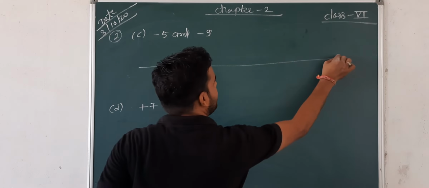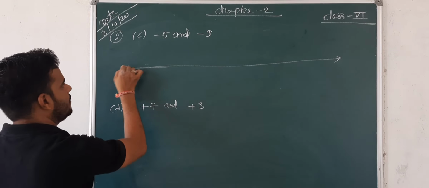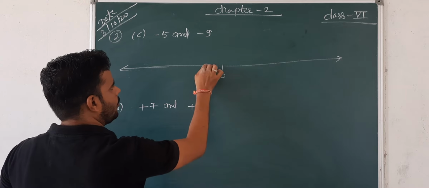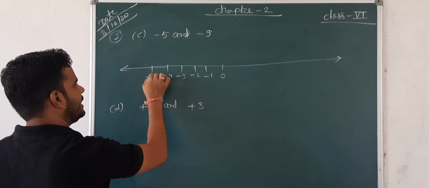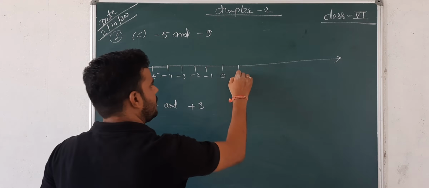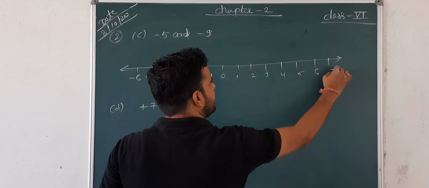Just first we will draw the number line. Okay, so the numbers are 0, negative 1, negative 2, negative 3, negative 4, negative 5, and negative 6. Then 1, 2, 3, 4, 5, 6, and 7.